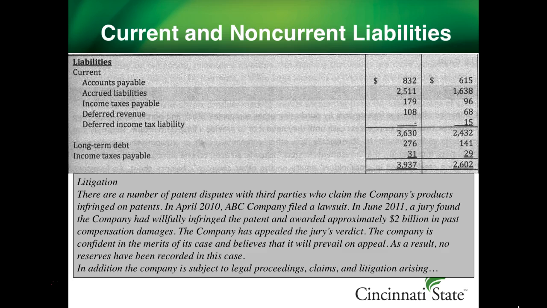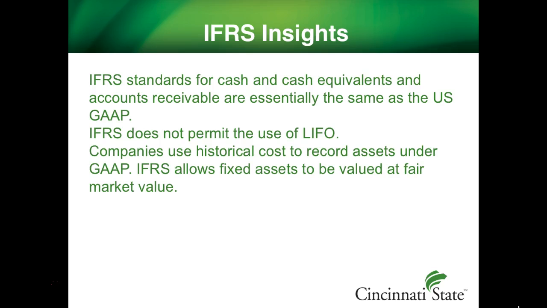IFRS Insights. IFRS standards for cash and cash equivalents and accounts receivable are essentially the same as US GAAP. IFRS does not permit the use of LIFO. Companies use historical cost to record assets under GAAP. IFRS allows fixed assets to be valued at market.